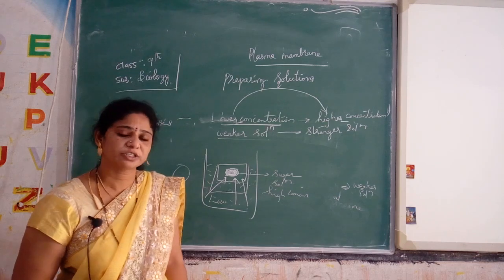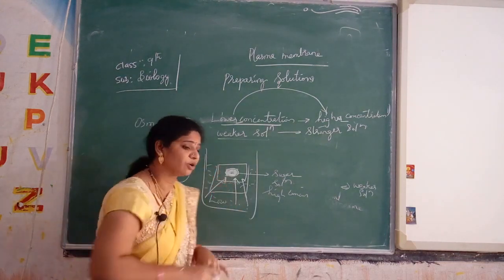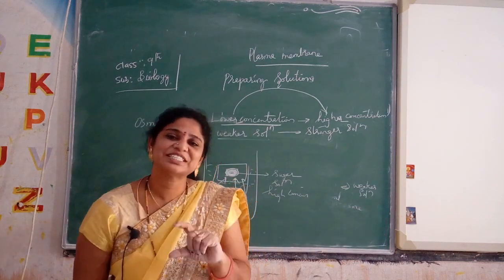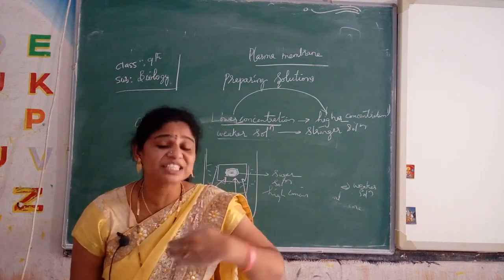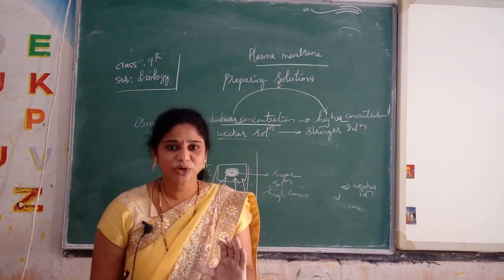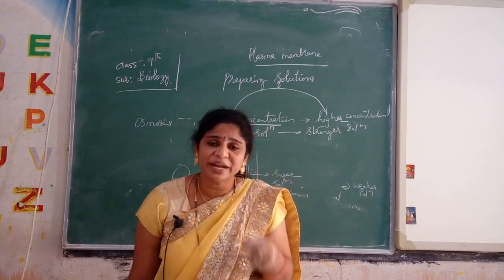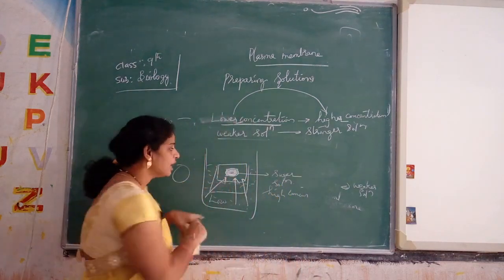During diffusion, what happens? Why are we placing the potato here? Because the potato contains cells with a plasma membrane which is permeable. It permeates the solutions, acting just like a membrane. That's why we are using the potato in this experiment.